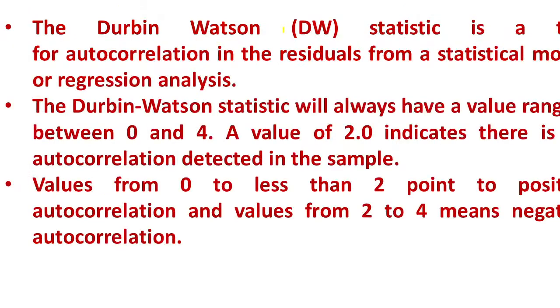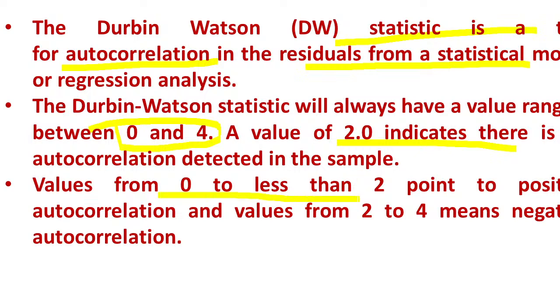Yes, the Durbin-Watson statistic is a test for autocorrelation in the residuals from a statistical model. The Durbin-Watson statistic will always have a value ranging from 0 to 4. A value of 2 indicates there is no autocorrelation, values from 0 to less than 2 indicate positive autocorrelation, and values from 2 to 4 mean negative autocorrelation.